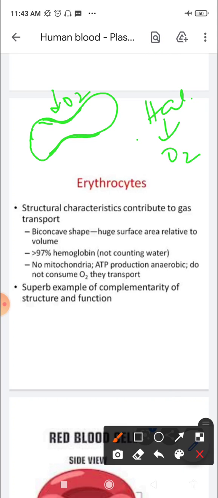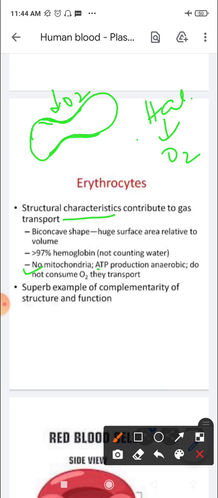oxygen, right? And other than that, if we talk about the structural characteristic, other than the absence of nucleus, which provides more accommodation for the hemoglobin to carry blood, right? A maximum accommodation of hemoglobin to carry blood, this helps. Other than that, we can see that it does not have mitochondria also, right? So energy of course is required.